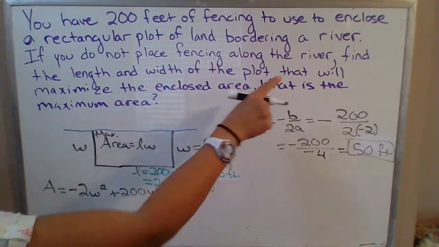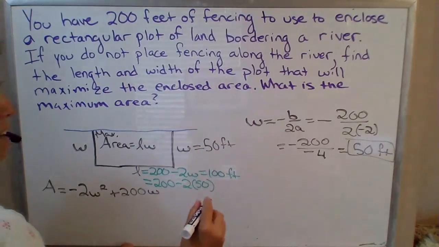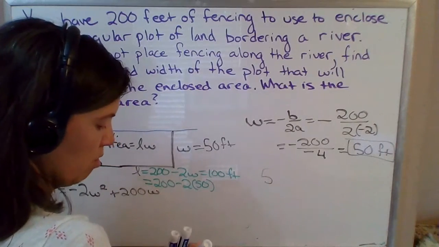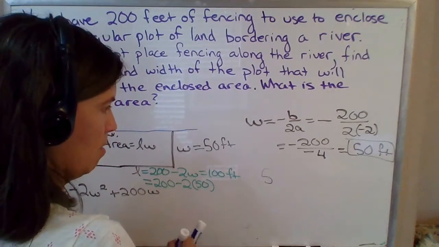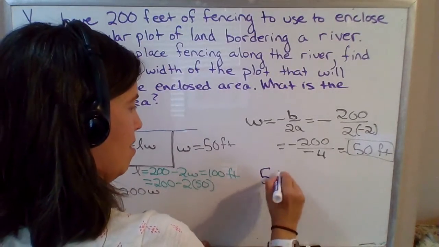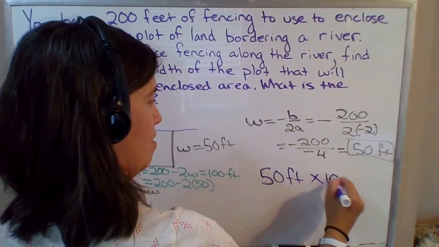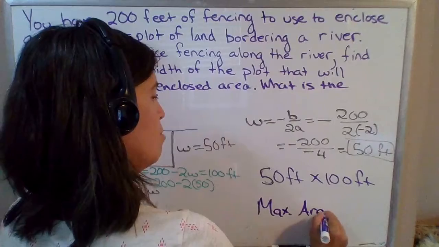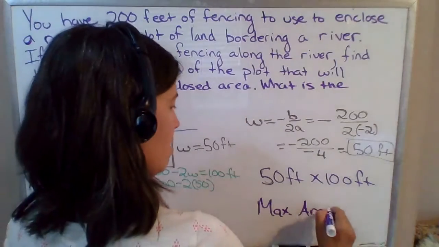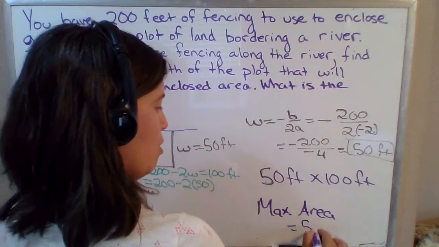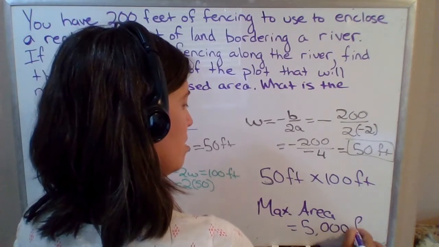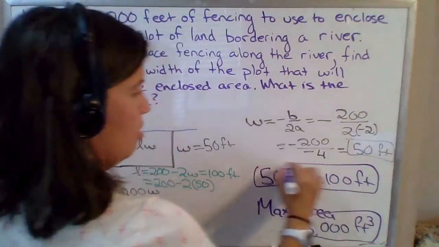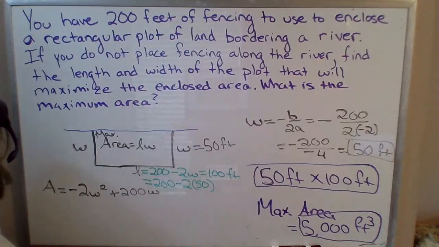So find the length and width of the plot that will maximize the enclosed area. That's going to be 50 feet by 100 feet. And so the maximum area, if you do length times width, 50 times 100, that'll be 5,000 square feet. And so these are your answers to the first and second questions in this problem.